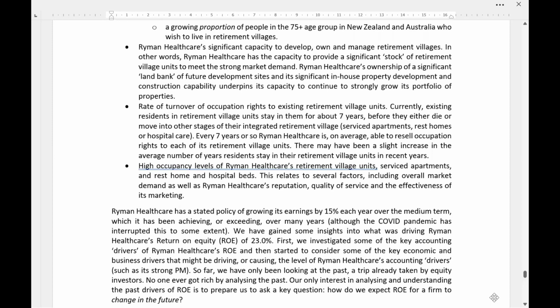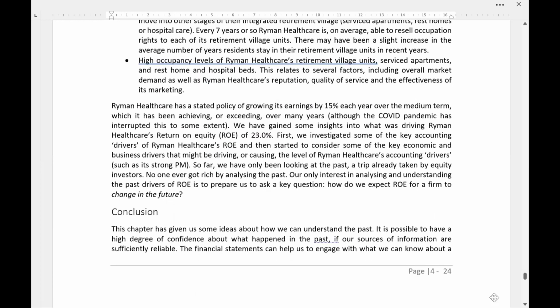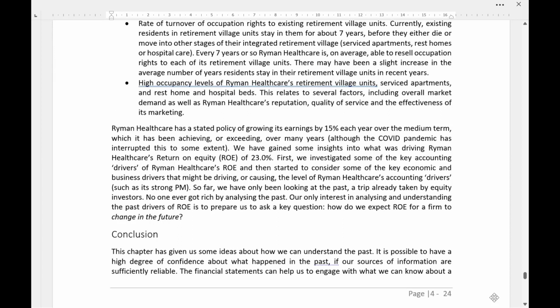Rate of turnover of occupation rights to existing retirement village units. Currently, existing residents in retirement village units stay in them for about 7 years before they either die or move into other stages of their integrated retirement village, serviced apartments, rest homes, or hospital care. Every 7 years or so, Ryman Healthcare is, on average, able to resell occupation rights to each of its retirement village units. There may have been a slight increase in the average number of years residents stay in their retirement villages in recent years.